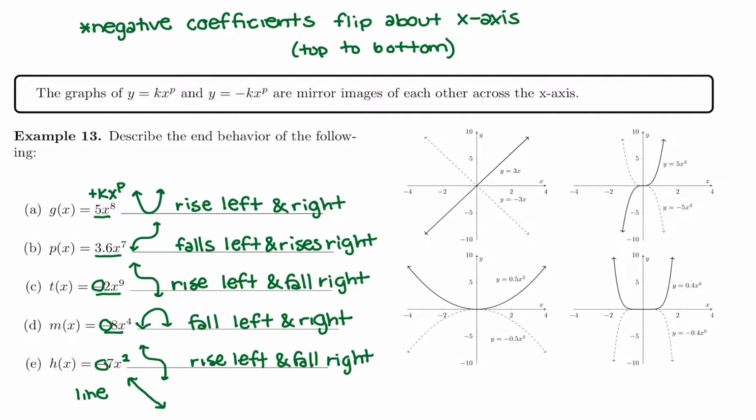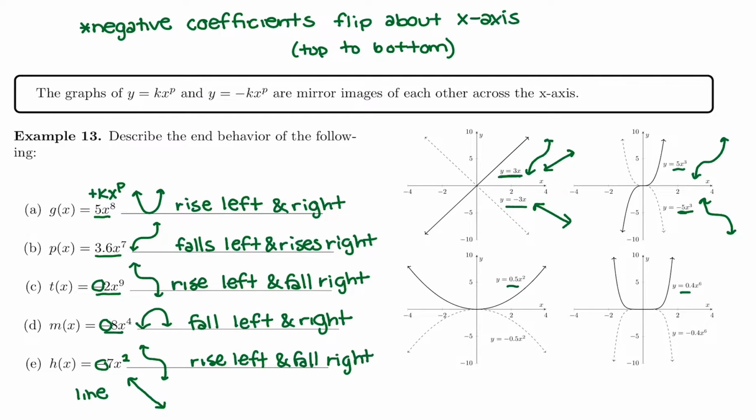You can always use these picture examples to help. This is a positive coefficient with an odd power. So we know it's going to have this shape. It's a line, so it falls left, rises right, versus the negative flips it. Makes it rise left, fall right. Same thing with this odd power. If you have a positive coefficient, it falls left, rises right, but flipping it would make it rise left, fall right.